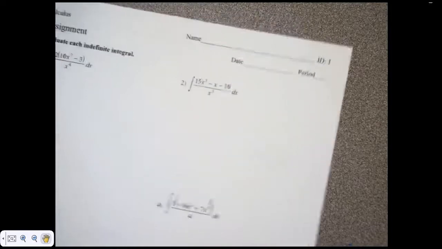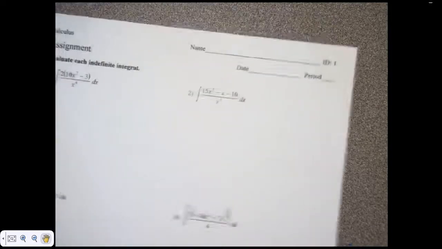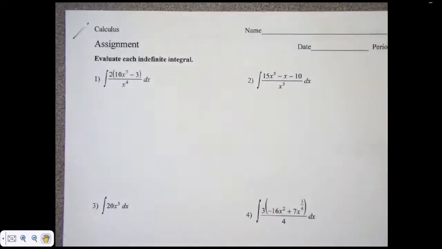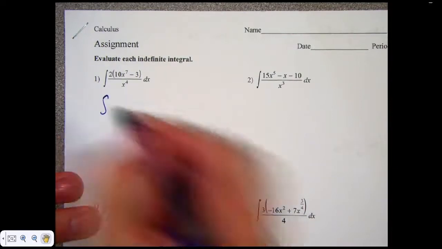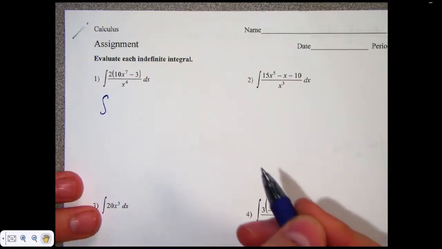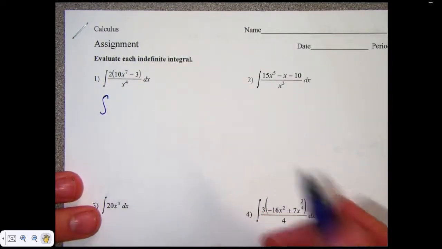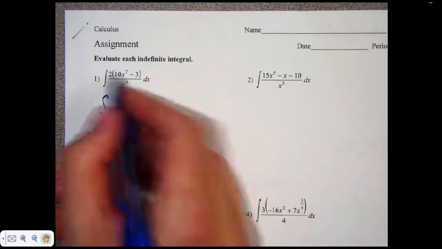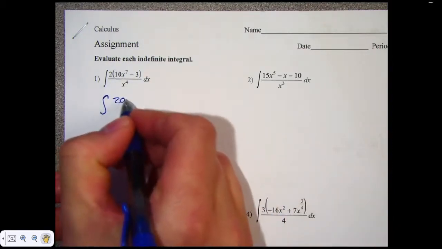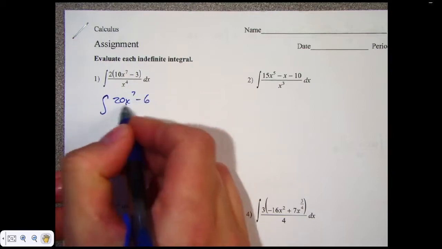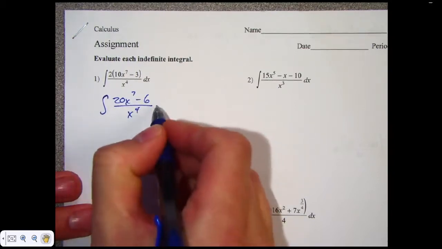The hard part about these is rewriting and organizing, and then you're going to have fractions and negative exponents, and it's the same as everything else. Like the calculus isn't necessarily the hard part, it's all the algebra around it. So if I were doing this one, I got 2 steps to simplify before I can even start integrating. So first I'm going to distribute that 2. So I get 20x to the 7th minus 6 over x to the 4th.